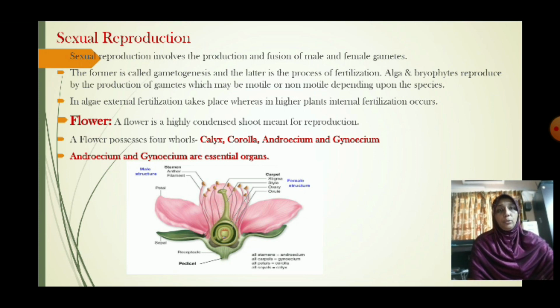First, going into that, we have to know what a flower is. A flower is a condensed shoot. It is meant for reproduction. A flower possesses 4 whorls. They are the calyx, corolla, androecium and gynoecium. Androecium and gynoecium are essential organs. So all these parts you can see in this picture.